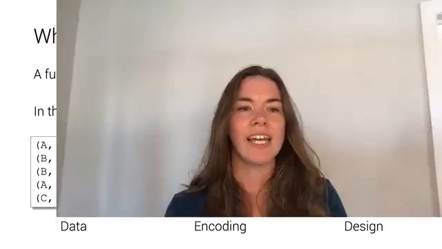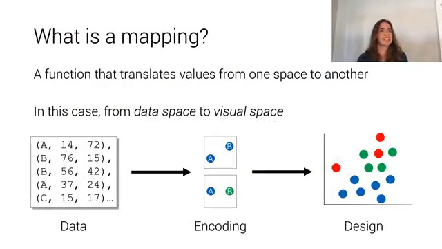Today is the first of 3 videos on the basics of mapping data to visual channels in visualization. And I want to start by just discussing this concept of what is a mapping. A mapping in the context of visualization takes on much the same meaning as we see in mathematics. Mappings are essentially functions that translate values from one space to another. And in the case of visualization, we're thinking about the translation from data space to a visual space.